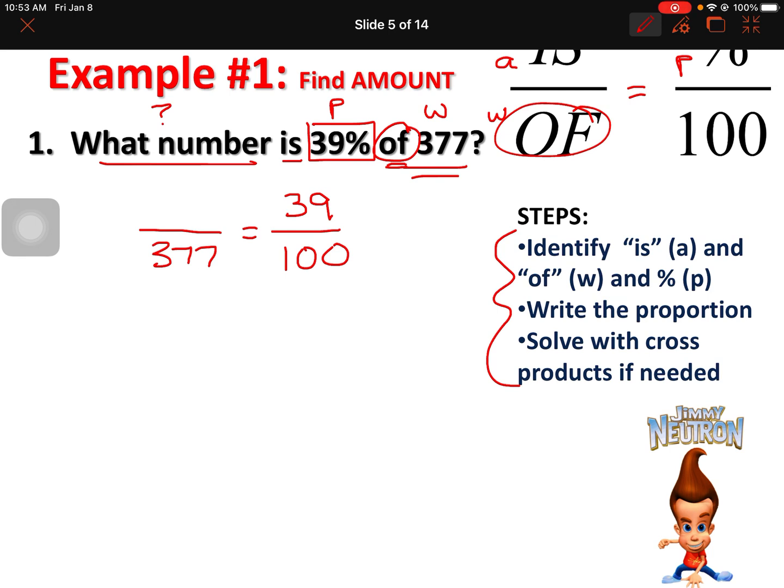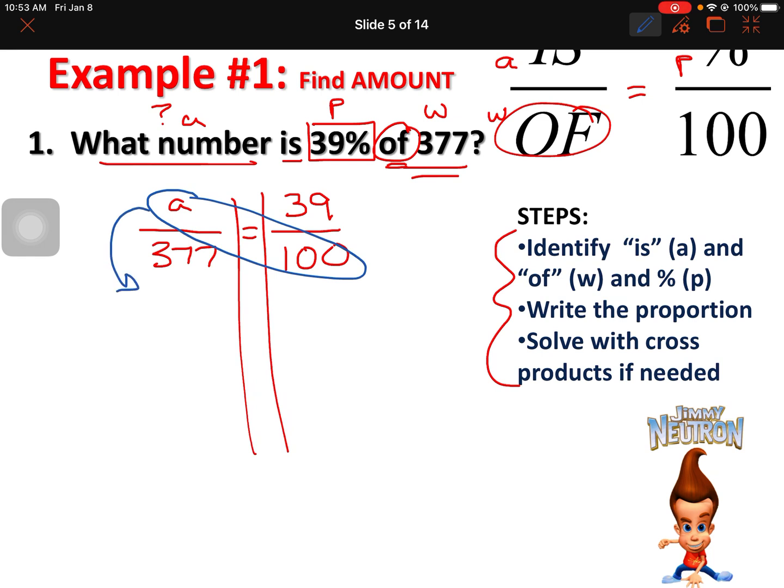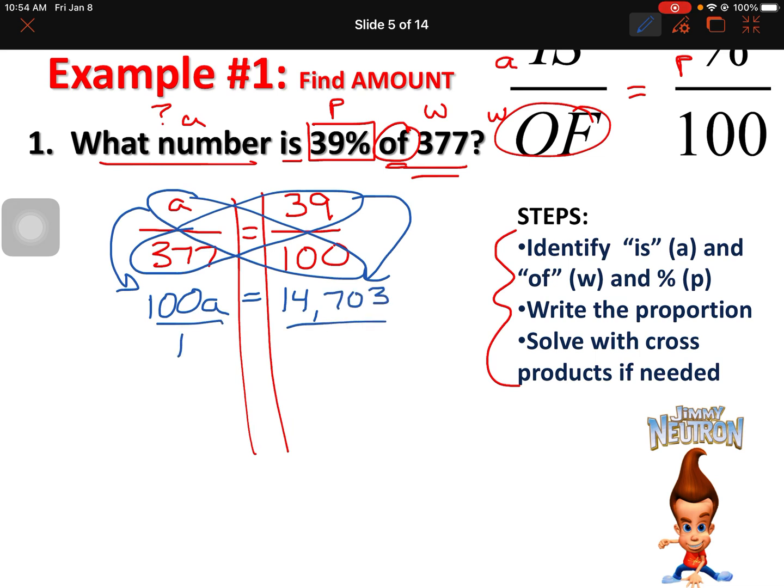And in this case, we're missing our is, which is our A. So you can use X. It doesn't matter. I'm going to get you guys in the habit of at least seeing those particular letters, but you can use X on every one of these. So this becomes 100A equals, and this is why having a calculator is so important. It's going to take me a little bit of time because I'm actually typing it in. And we get 14,703. Now we're going to divide by 100.